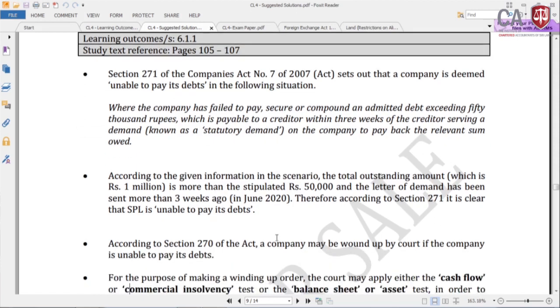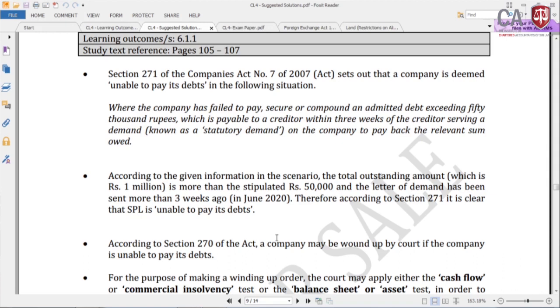Section 271 of the Companies Act sets out when a company is deemed unable to pay its debts, in the following situation: where the company has failed to pay a secured, compound and admitted debt exceeding 50,000 rupees, which is payable to a creditor, within 3 weeks of the creditor serving a demand, known as a statutory demand, on the company to pay back the relevant sum owed.